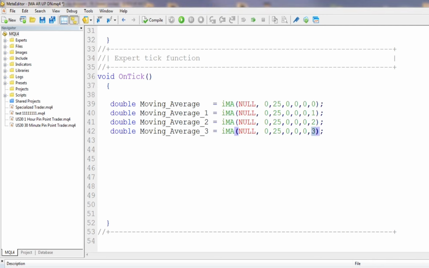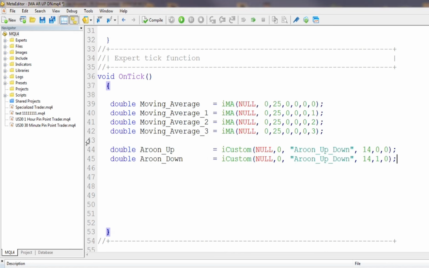Now we're going to be programming our Aroon Up and Down. And we're going to be using iCustom for that, okay? We're going to call this one double Aroon Up and iCustom, and we're going to use NULL. And NULL is basically going to work on all currency pairs available by the broker. We're going to use the default for the time frame. To change the time frame is going to work on the indicator, but we're going to make sure that we call it Aroon Up and Down.